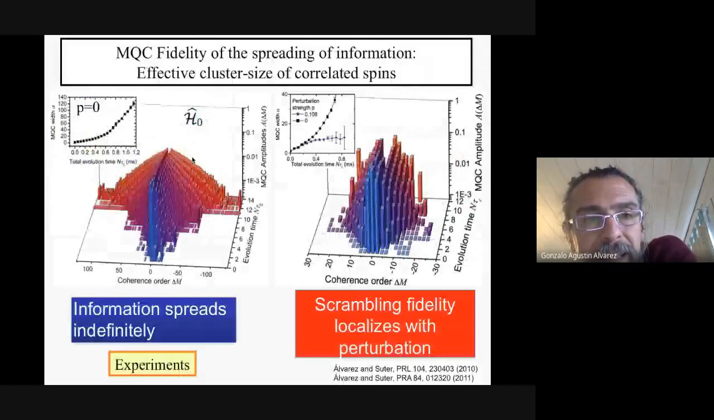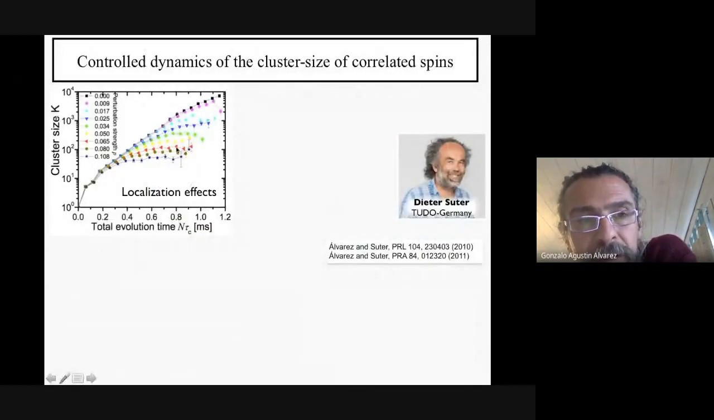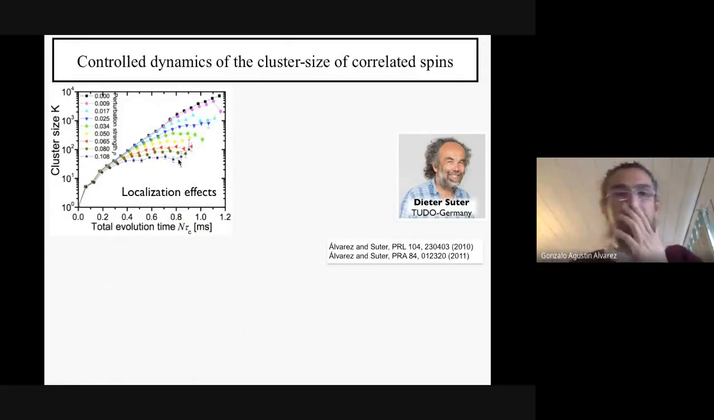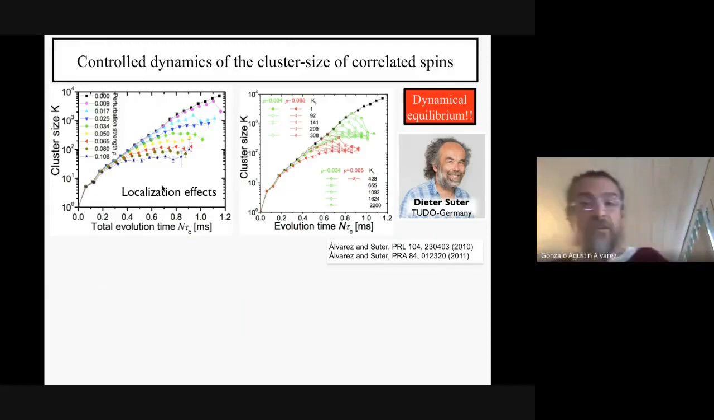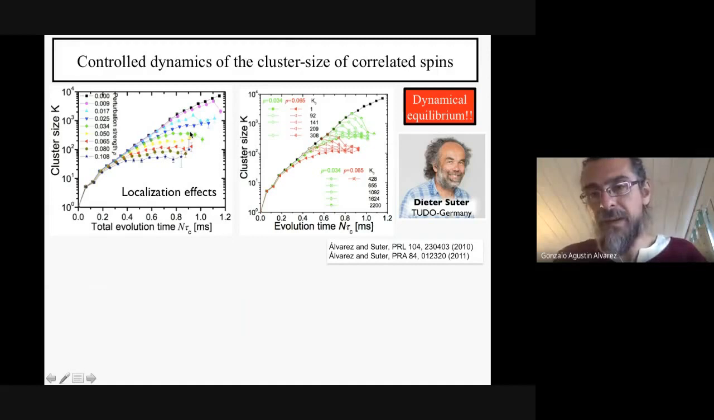So we see this localization effect as a function of the perturbation. The larger the perturbation, the smaller the localization size. That means that with more perturbation, I will be able to control fewer spins. I will be able to propagate information in a controlled way to fewer spins than if I have a very weak perturbation.